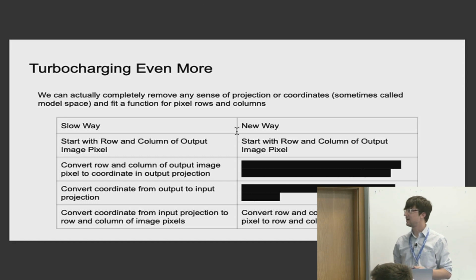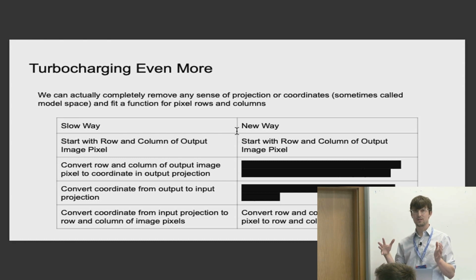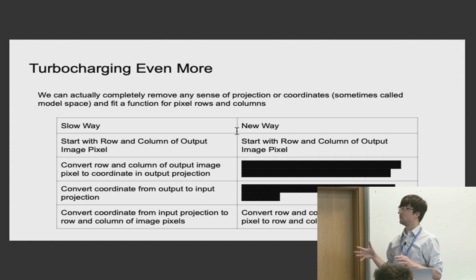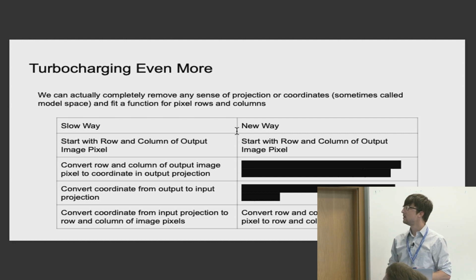So we can take this even a further step, which is to completely jump out of the model space or the coordinate space. When coordinates are talking about degrees or units, we don't even care about degrees or units. We just want to map from one pixel to another. So under circumstances that we discussed previously, where there's not a large skew, you can just have a function convert from the row and column of the left image to the row and column of the right image.